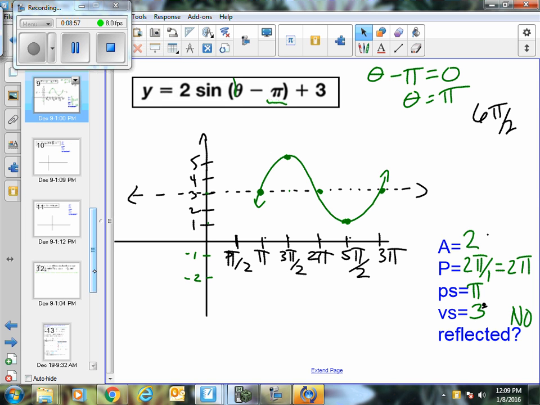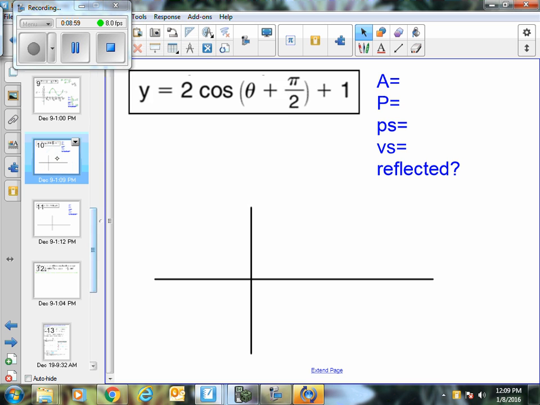Okay, we're going to try a couple more graphs just to make sure people are good with this. So let's try the next one. I want you to list everything you know, and then we're going to go ahead and make the sketch. So go ahead, pause the video, list what you know.